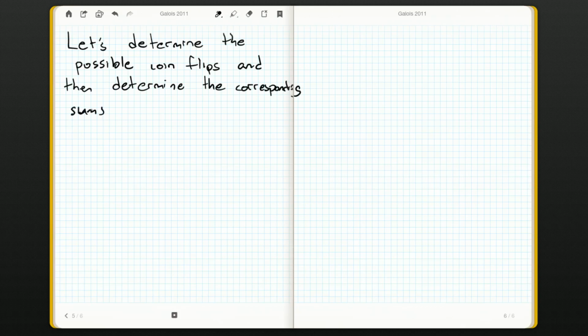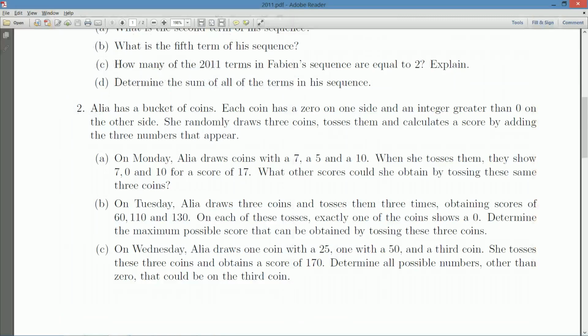So we're going to figure out each of the possible coin flips, like the 5 turned up 5 and then we had 2 zeros, that sort of thing. And then we're going to figure out the corresponding sums. And that will tell us exactly what we need to know in the question, which is what other scores could she obtain by tossing those same 3 coins.